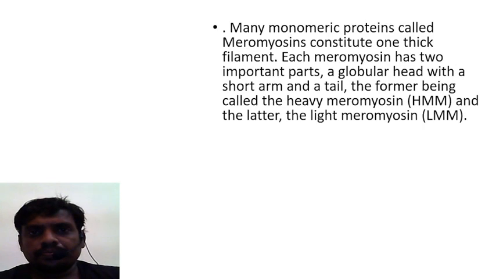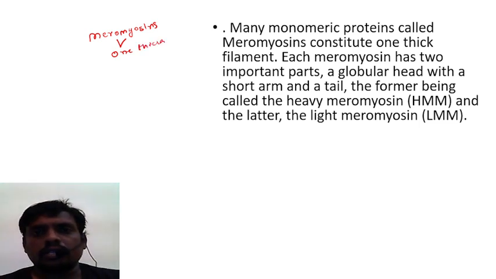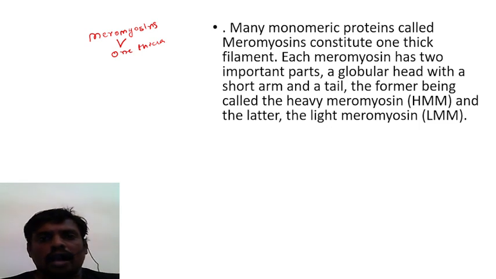Now finally, many monomeric proteins are present in the myosin. These are called meromyosins. A number of meromyosins constitute one thick filament. Each meromyosin has two important parts, as I showed you in the diagram.